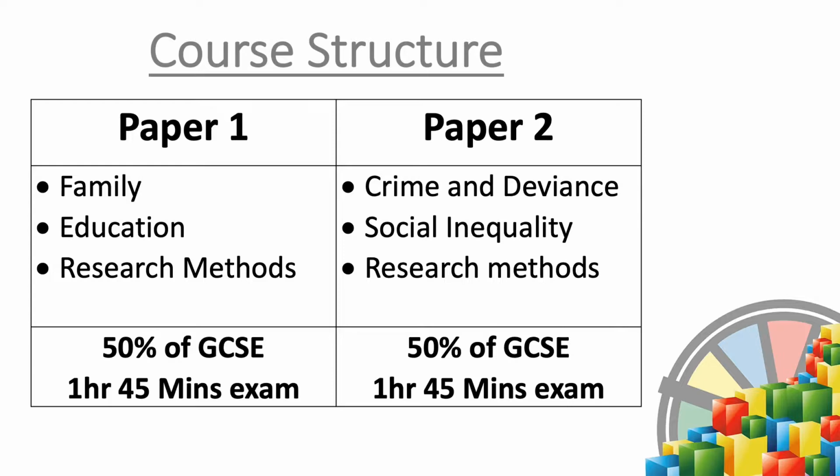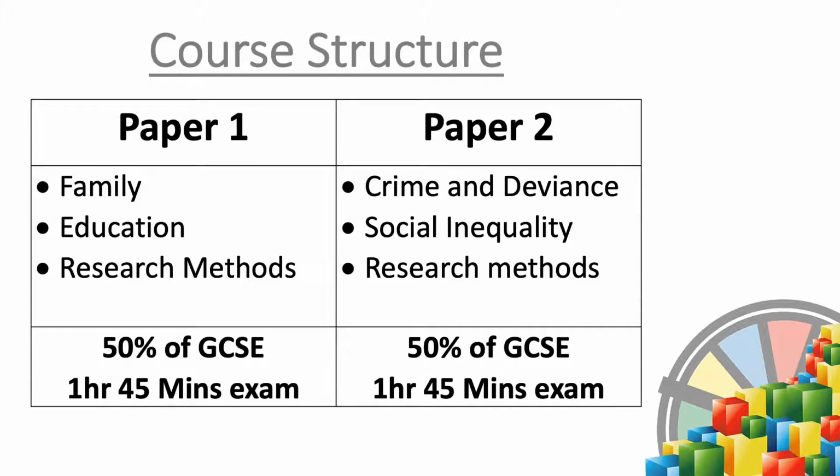Firstly, the course structure of GCSE Sociology is done, as you can see here, in Paper 1 and Paper 2. So Paper 1 contains family, education and research methods, and Paper 2 is crime and deviance, social inequality and research methods again. Both papers are worth 50% of the GCSE and both are an hour and 45 minutes long.